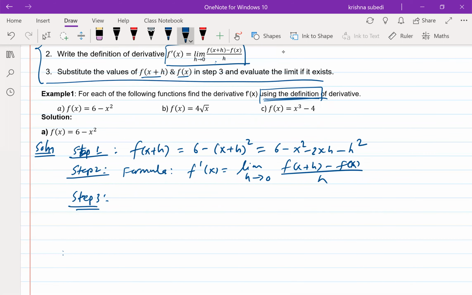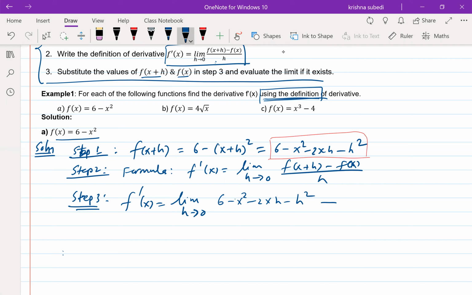Step 3, plug in the values of f of x and f of x plus h into step 2. So we have f prime of x equals the limit as h tends to 0. Just substitute the value. f of x plus h is right here. So we substitute that value: 6 minus x squared minus 2xh minus h squared, minus f of x. f of x is right there, minus 6 minus x squared, and this negative you need to distribute, changing the signs, all over h. Now simplify and evaluate the limit. That's it.